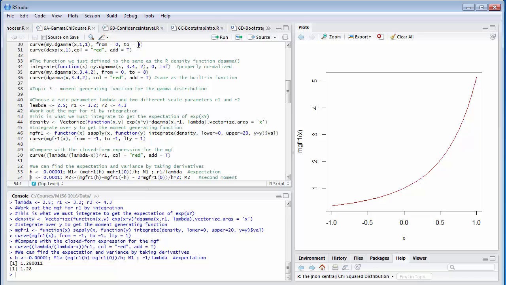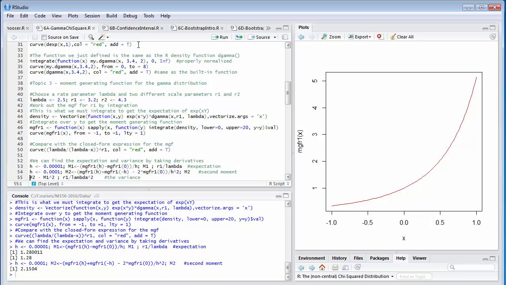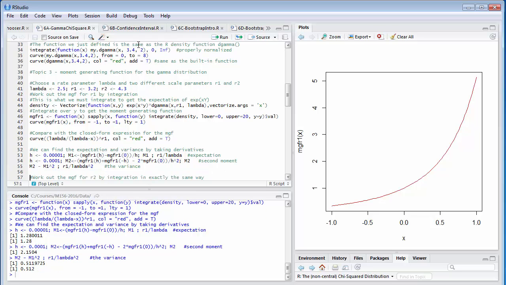The theoretical value is r1 over lambda. Near perfect agreement. Similarly, I can estimate the second derivative numerically, and I can compare with r1 over lambda squared. Good agreement. In other words, the formulas in the back of the textbook for the expectation and variance of the gamma distribution seem to be borne out by our own simulation.